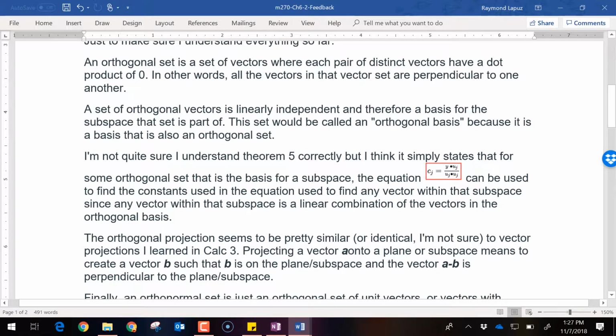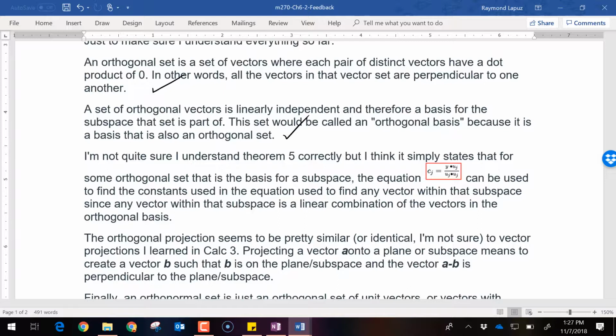This is an interesting clarification. An orthogonal set of vectors is where each pair of distinct vectors has a dot product of 0. So all vectors in that set are perpendicular to one another. This is correct, right? A set of orthogonal vectors is linearly independent. Therefore, if it's a basis of the subspace, the set would be called an orthogonal basis because it's a basis and it's also an orthogonal set.